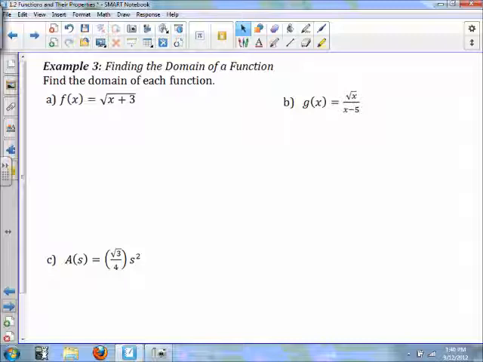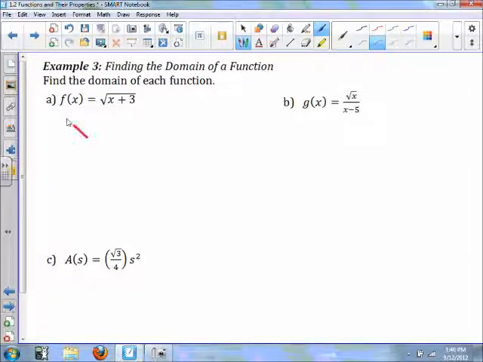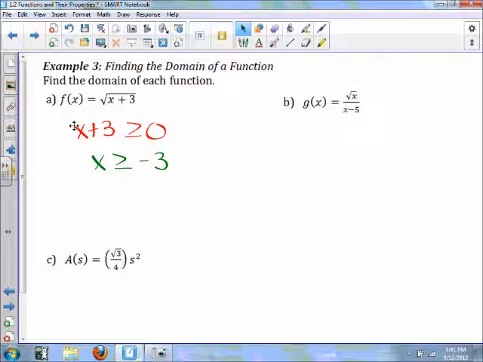Now, example 3, find the domain of each function. Well, here's what we do. In example A, I know that you cannot take the square root of a negative number. So I know that x plus 3 has to be greater than or equal to 0. So because of that, that means x has to be greater than or equal to negative 3.